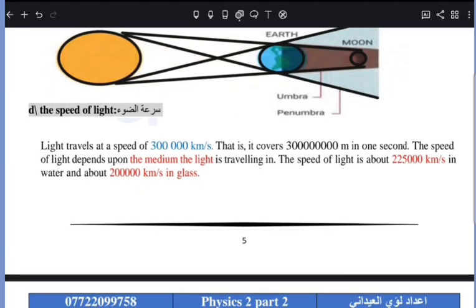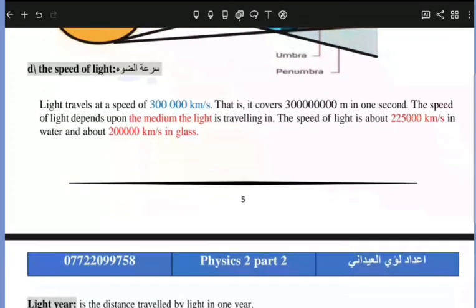The speed of light. Light travels at the speed of 300 thousand kilometers per second, that is, it covers 300 million meters in 1 second. The speed of light depends on the medium. It is about 225,000 kilometers per second in water and about 200,000 kilometers per second in glass. That means the fastest speed is in the vacuum or in the air.